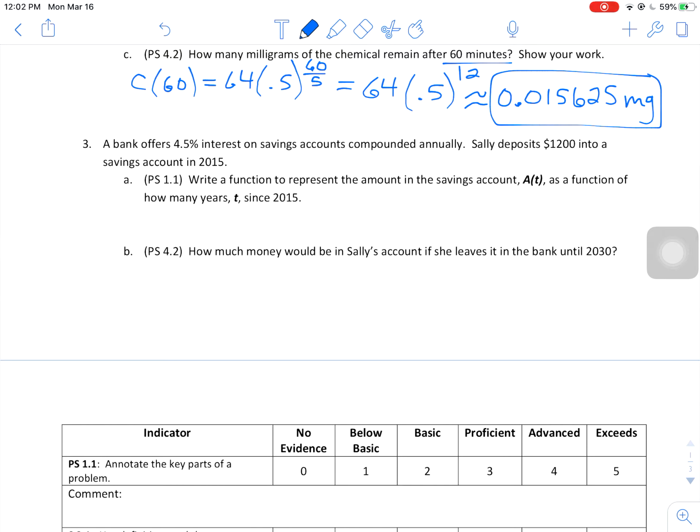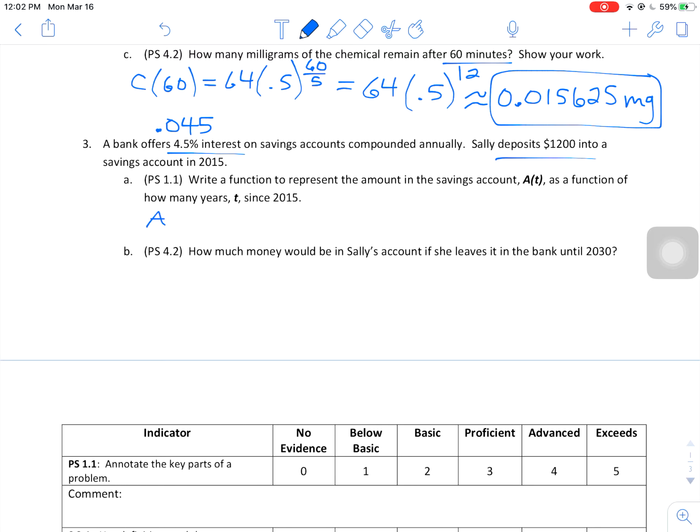For that last question, we have a 4.5 interest rate. Remember, you have to write that as a decimal when you put it in the actual equation. So you move the decimal point 2 places to the left, which makes it 0.045. And then your initial deposit is $1,200, and you do that in 2015.